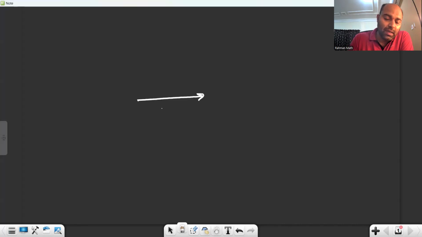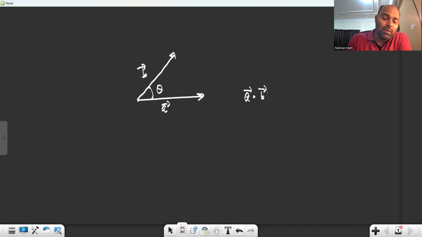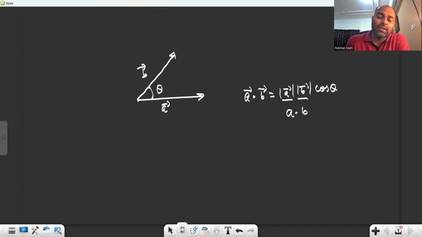See, there is a vector A and another vector B, and this angle is theta, both having the same initial point. Then the dot product is defined as A dot B equal to magnitude A, magnitude B cos theta. Sometimes we simply write A for the magnitude, without any vector symbol, because it's a numerical value. Both are the same. This is what we call the dot product.